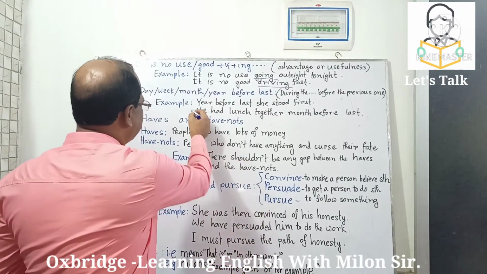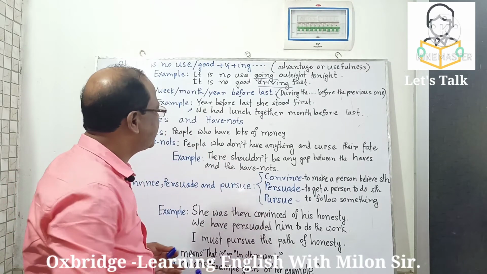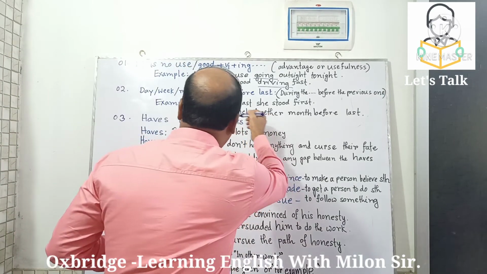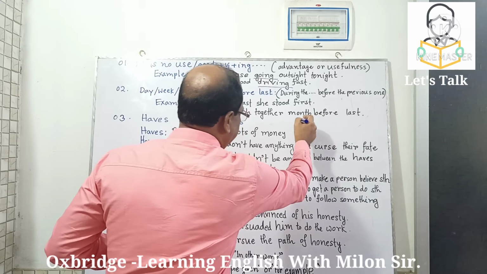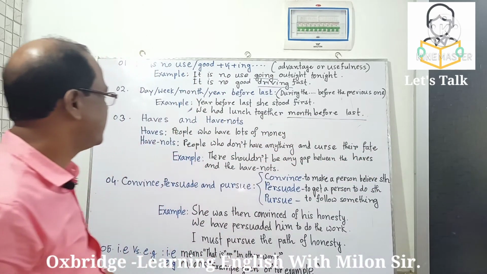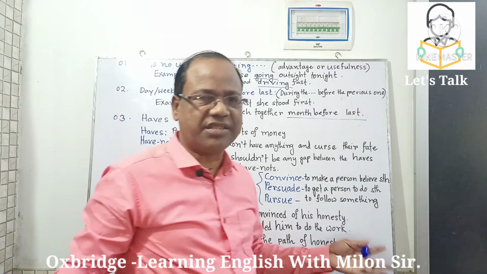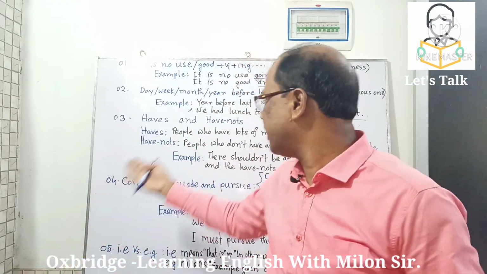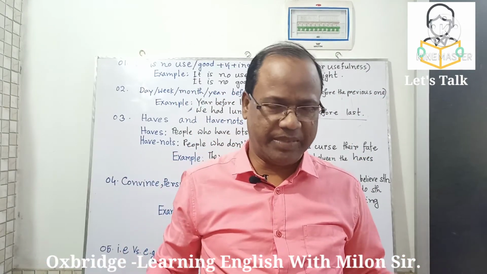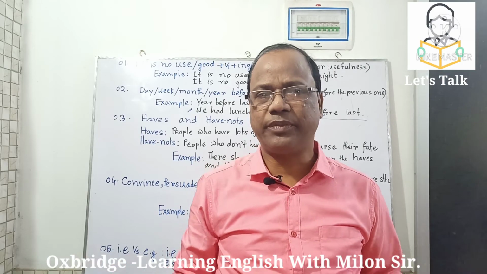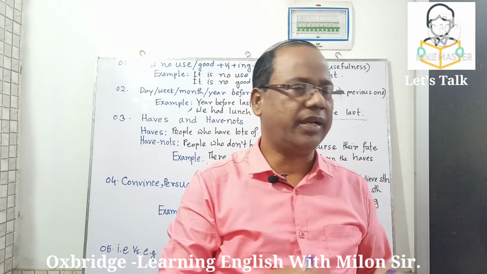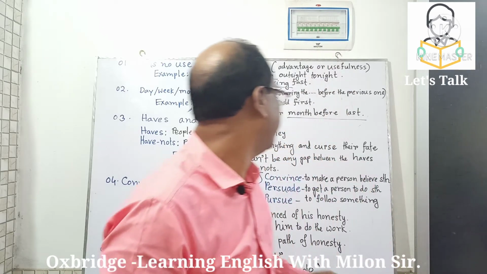Dear viewers, our second example, we had lunch together month before last. You can also use this phrase, month before last, at the end of a sentence. You can use this type of phrase from the very beginning of a sentence or at the end of a sentence. That doesn't matter much. There is no problem.